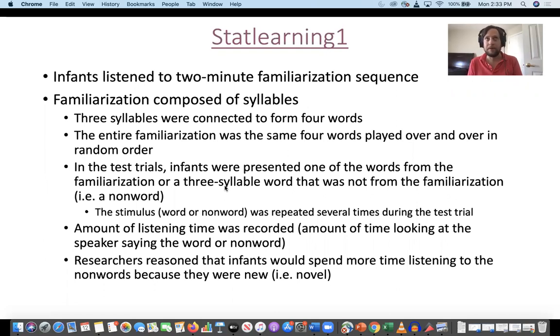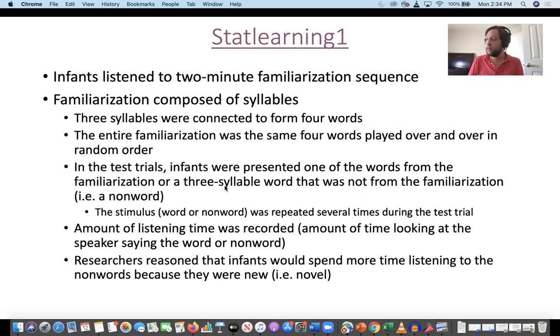So an example of a non-word would be, bidaku was a word, but if you just rearrange those syllables to ku da bi, that is a non-word because that sequence of syllables never occurred during the familiarization. And so during each test trial, the infants would hear either a word over and over again, or they would hear a non-word, the same non-word over and over again.